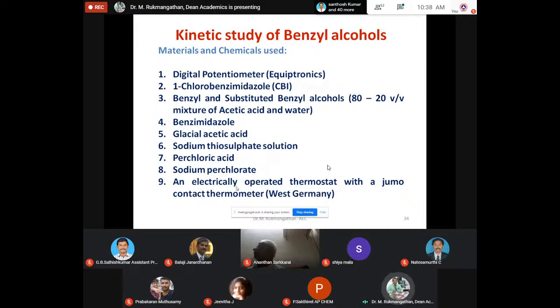Glacial acetic acid has been used as the solvent mixture. Then sodium thiosulfate solution. Then one acid, perchloric acid, has been used. A common electrolyte, sodium perchlorate, has been used here. Then an electrically operated thermostat, which has a Jumo contact thermometer, was used for our study. What is the purpose of this thermometer? While we are carrying out the kinetic run, constant temperature should be maintained through the run. For maintaining the desired temperature, that thermostat has been used.